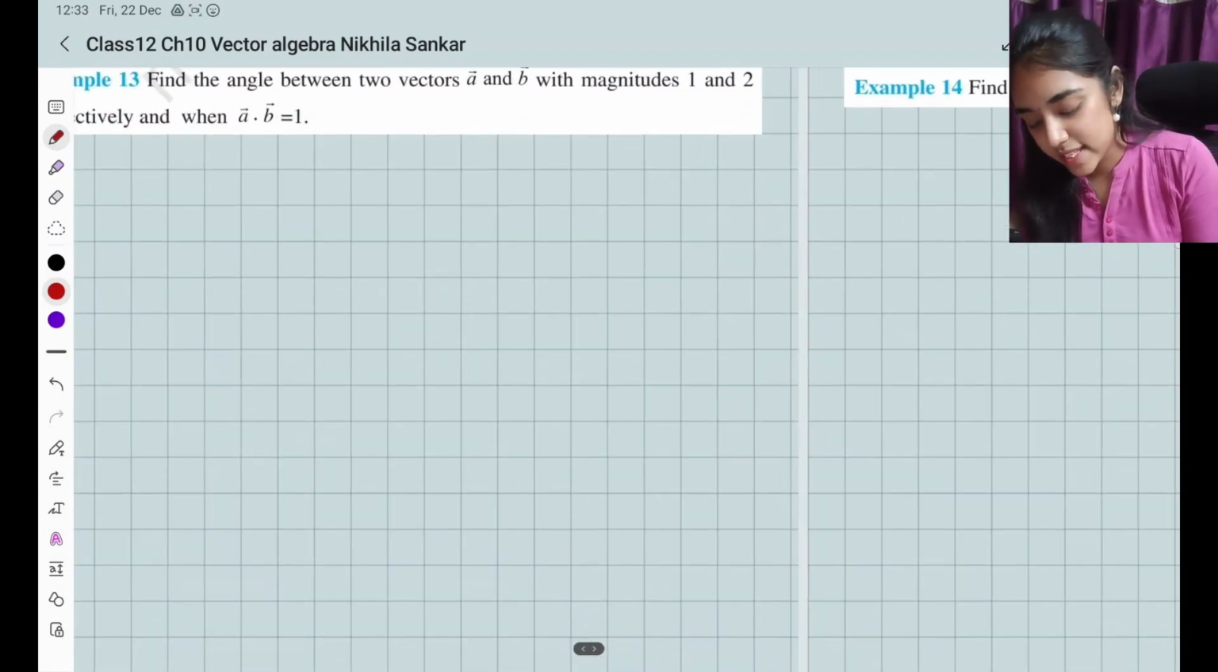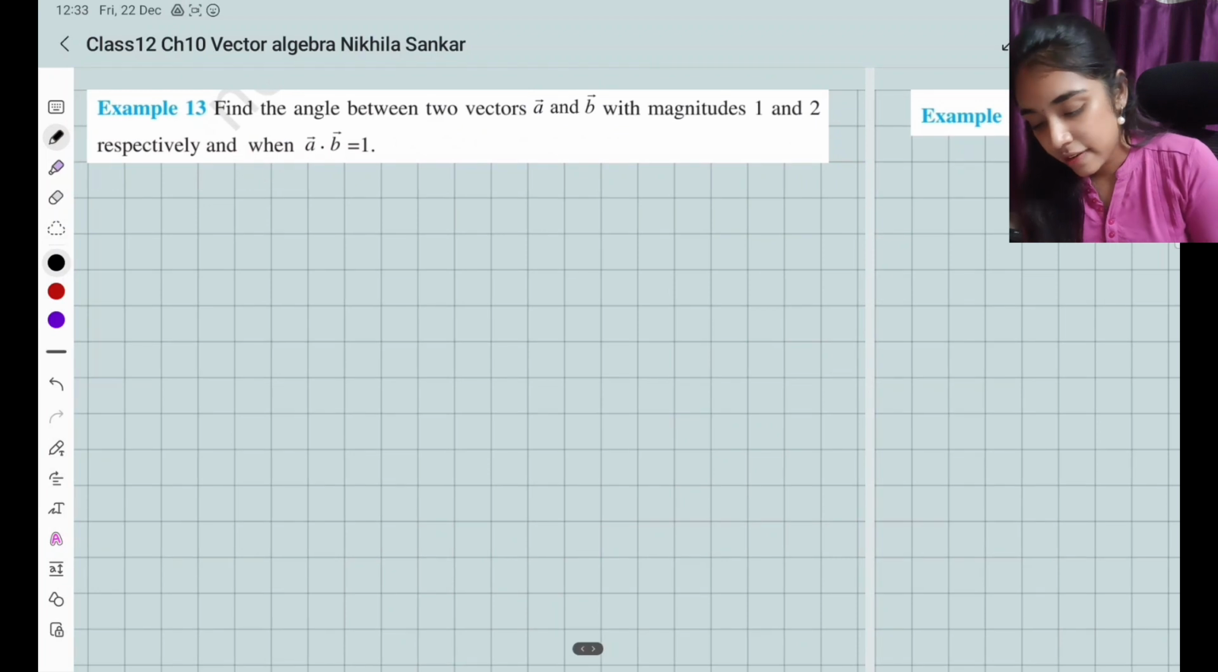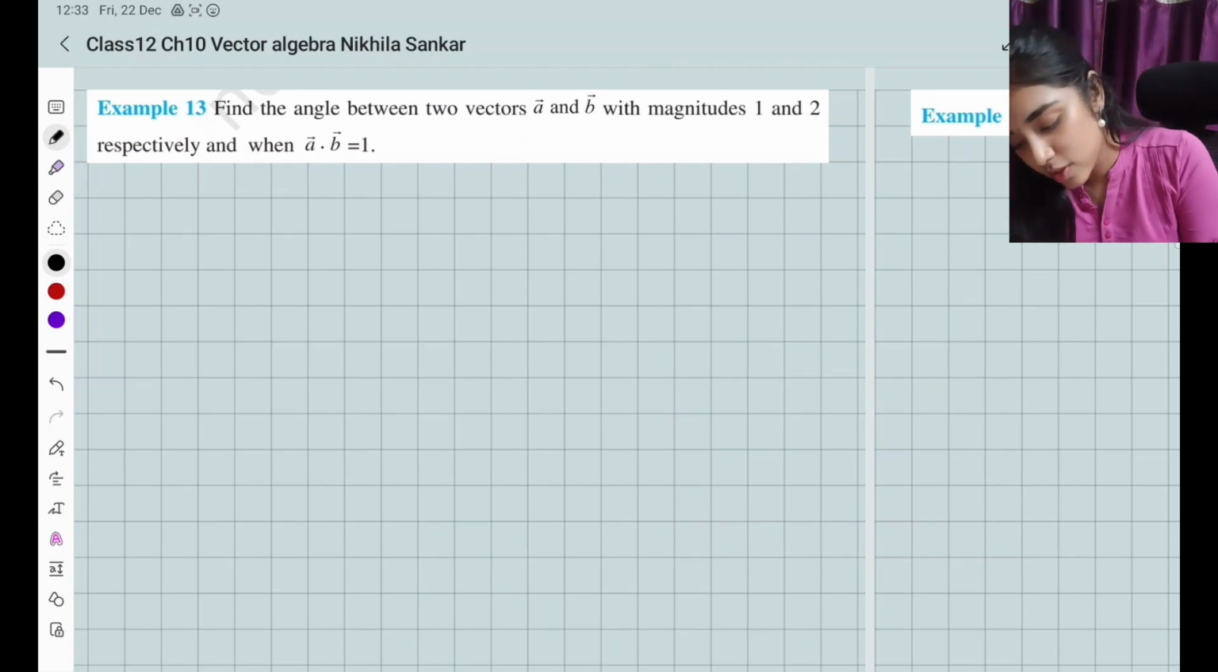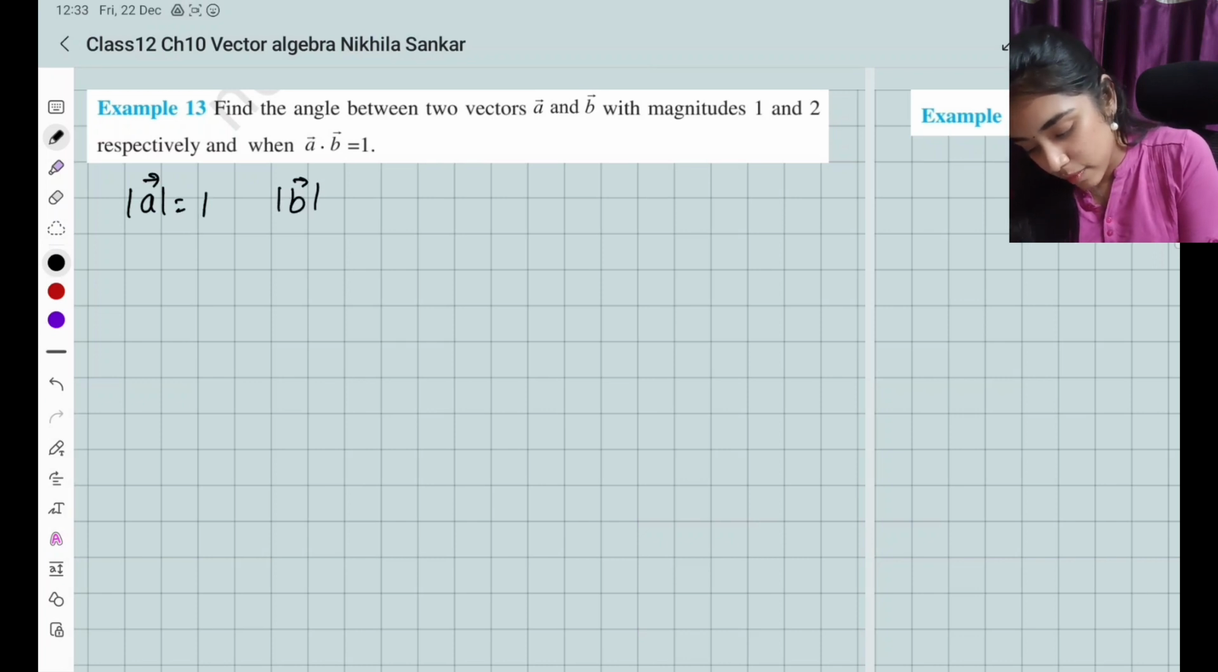Now, let us solve examples. Example 13. Find the angle between the two vectors with magnitude 1 and 2. Okay? So now the magnitude of A is given, which is going to be 1. And the magnitude of B is given, which is going to be 2. And they have also given the dot product. So a dot b is also given as 1.